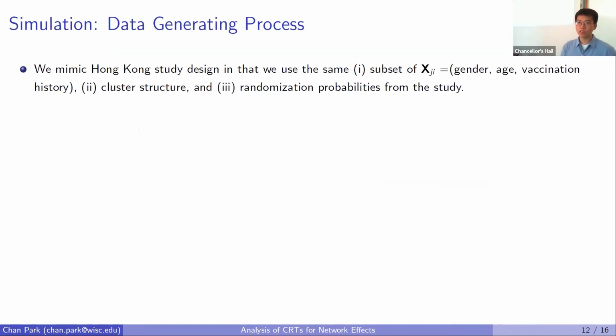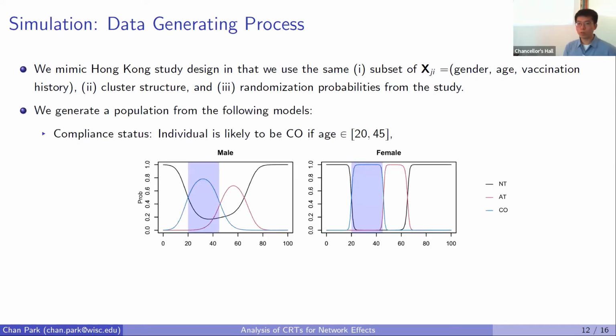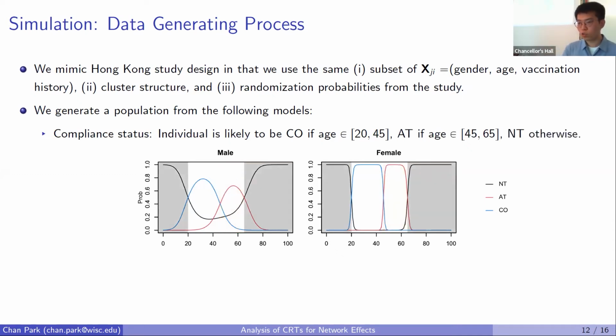We simulate our findings based on the Hong Kong study design. We use the same subset of covariates, cluster structure, and randomization probability. So we generate the compliance status based on the gender and age variables. In a nutshell, females show a sharper decision boundary compared to males, and an individual is more likely to be a complier if their age belongs to this blue range, and more likely to be an always taker if their age belongs to this red range. Otherwise, he or she is more likely to be a never taker.